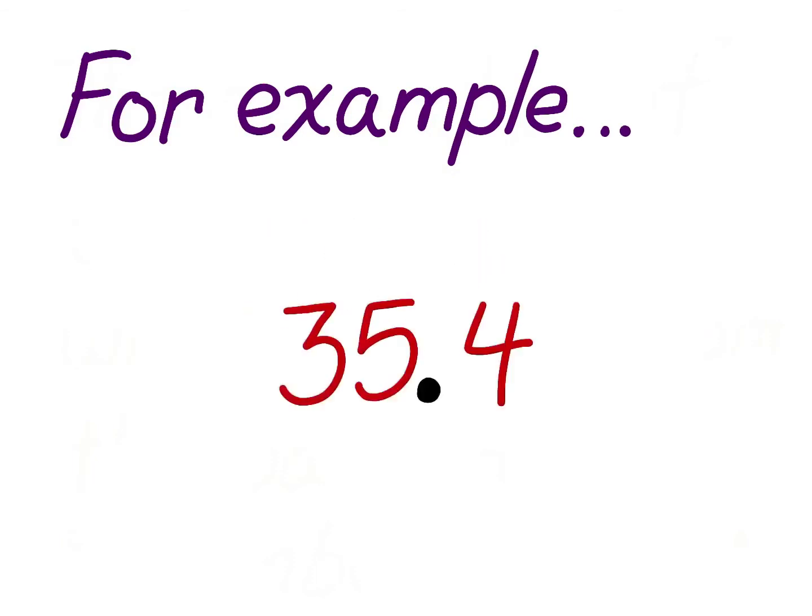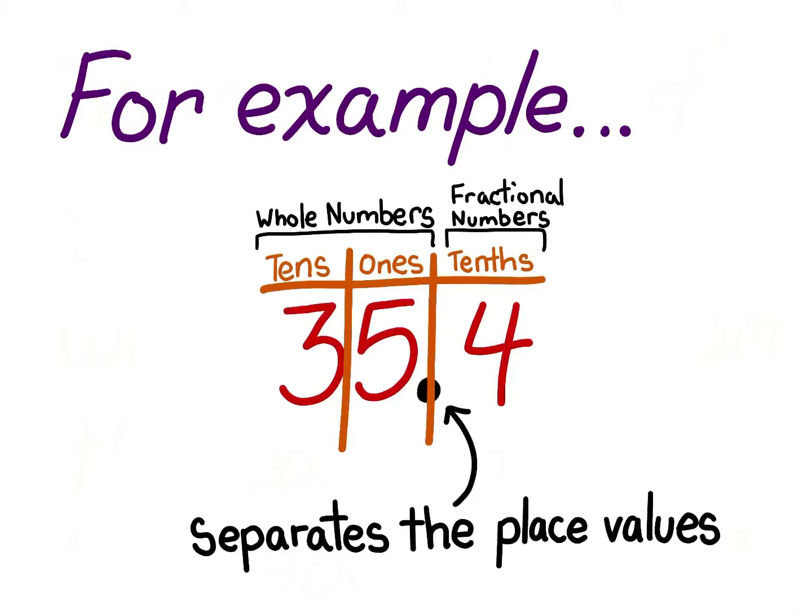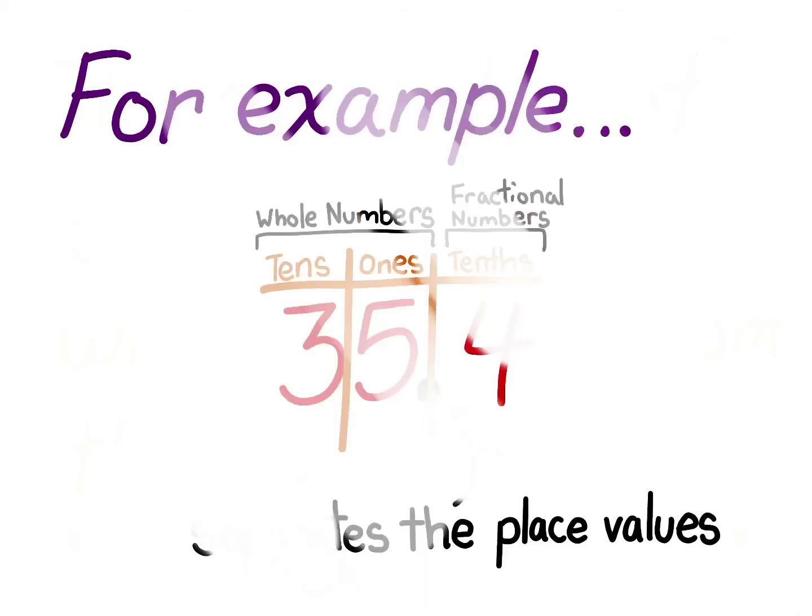For example, 35 and 4/10. This number has three place values. The tens and the ones, which are the whole number's place values, and the tenths, which is a fractional number place value. 35 represents the whole number. 4 represents the fractional number. The decimal point separates the place values with the whole numbers from the place values with the parts of a number or fractions of a number.